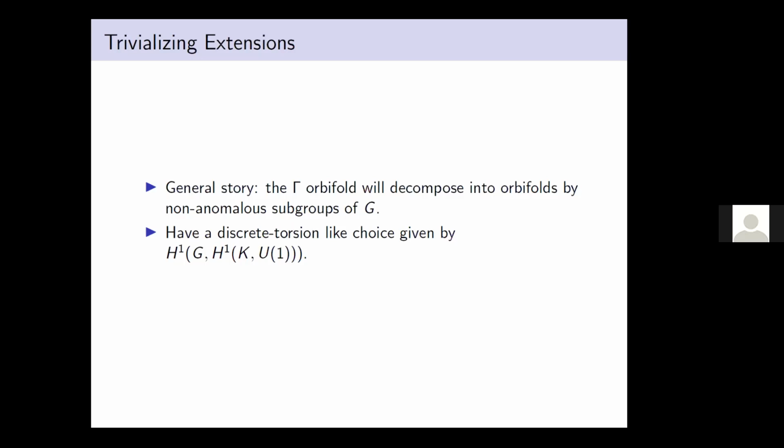And that's going to basically give you certain modular invariant phases that you insert into your partition function. Again, just like with discrete torsion, but these phases are unique to orbifolds with trivially acting subgroups.